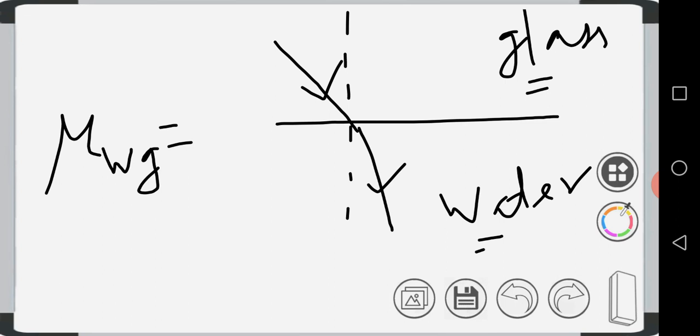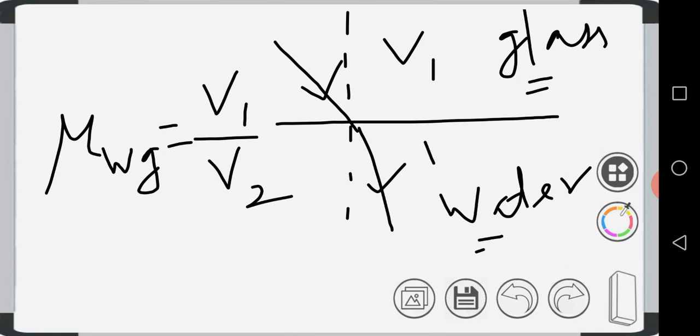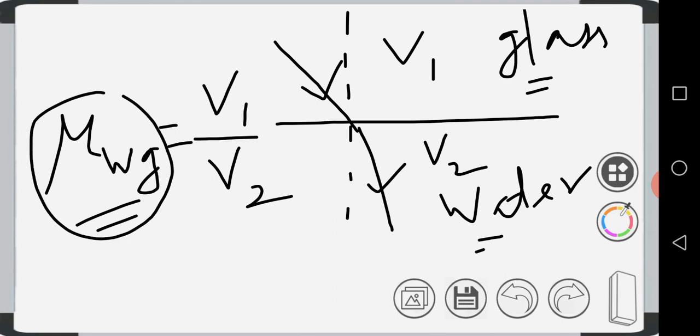There will be no C. In the earlier case it is C by V. C means velocity of light in air specifically, but air is not here, so what do we write? V1 by V2. What is the meaning of V1? V1 is the velocity of light in the first medium, here in glass, and V2 means the velocity of light in the second medium, that is in water. So this ratio will be the refractive index, and the name of this refractive index is relative refractive index, when both the media are other than air. If one medium is air, then that is absolute refractive index. When both media are other than air, it is relative refractive index.